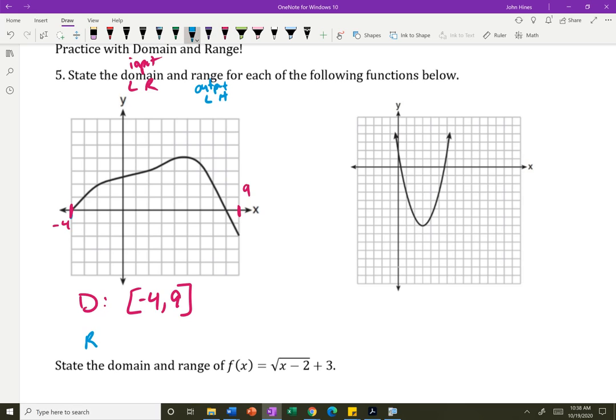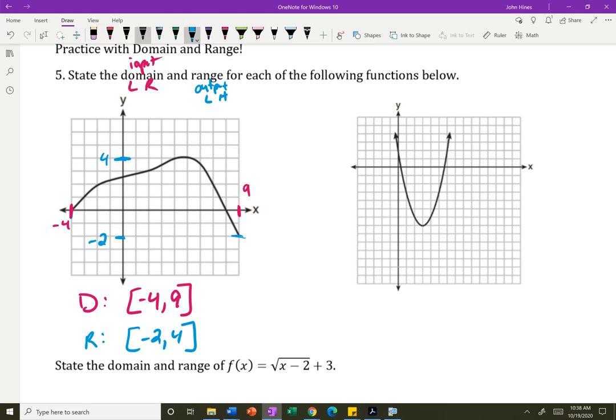While my range, how low do I go? That's the lowest, right? That's the lowest y value. That's the first elevator floor I get off on, which is -2. And then I get off on every floor. I'm hitting every y value in between all the way up until 1, 2, 3, 4. So my range is -2 to 4. And make sure you're labeling which one's your domain and which one's your range and not just writing 2 different intervals.